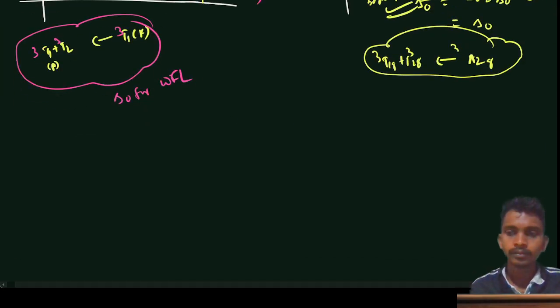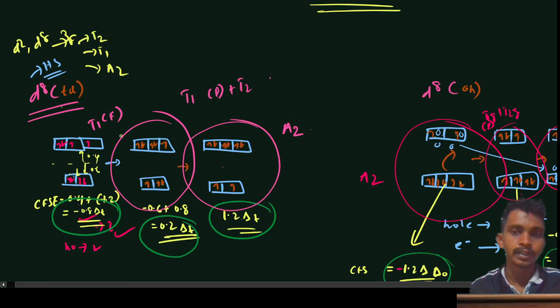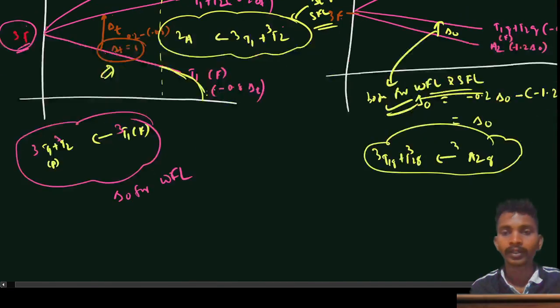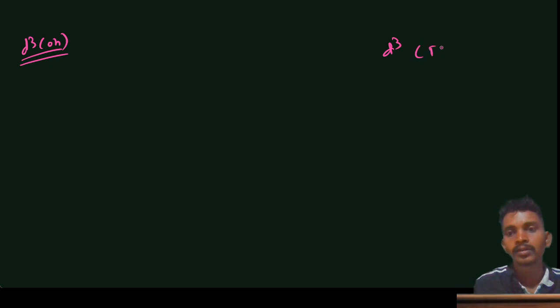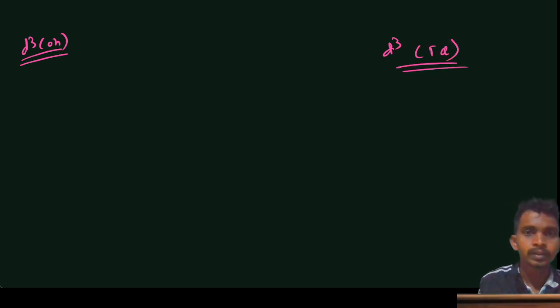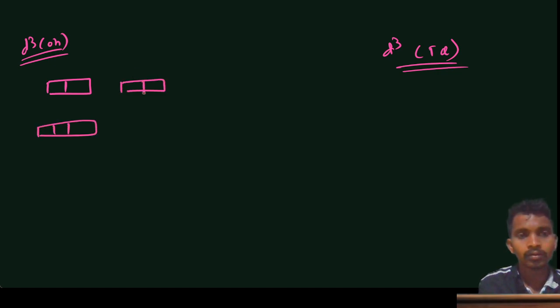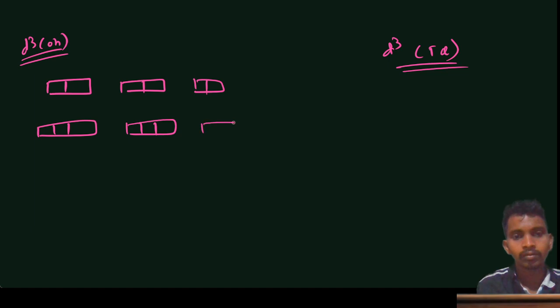Okay, so similarly I have done D8. Similarly we can go for D3. So D3 octahedral and D3 tetrahedral we can go. So let's do it, and that is octahedral. So I will do 2, 3, 3. Okay, similarly tetrahedral.